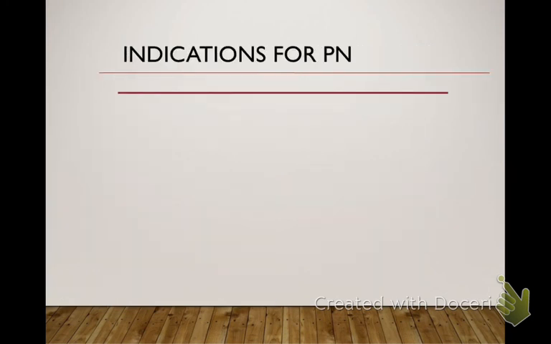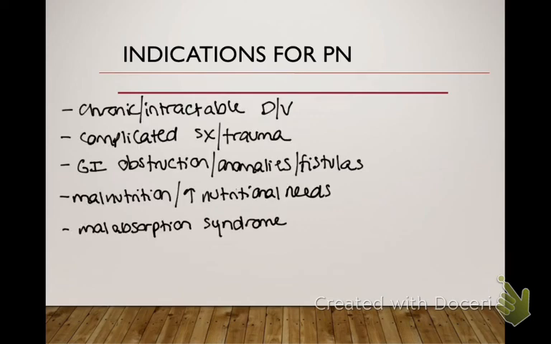All right, so why do we use PN? I'm not going to spend a whole lot of time on this. Basically, all the reasons, because they can't get enough nutrition. They have intractable diarrhea, vomiting. They had a really complicated surgery. They have a GI obstruction. They're malnourished, or they have really high nutritional needs. They maybe have a malabsorption syndrome, meaning that they do eat, but nothing gets absorbed.